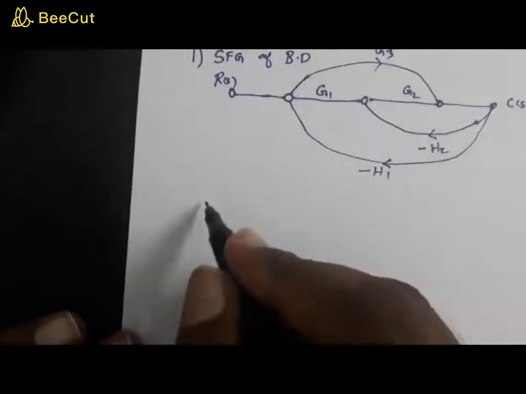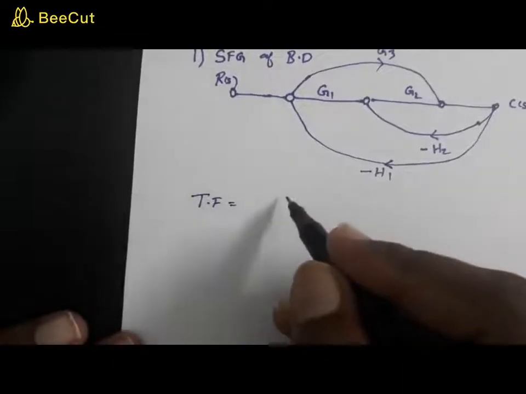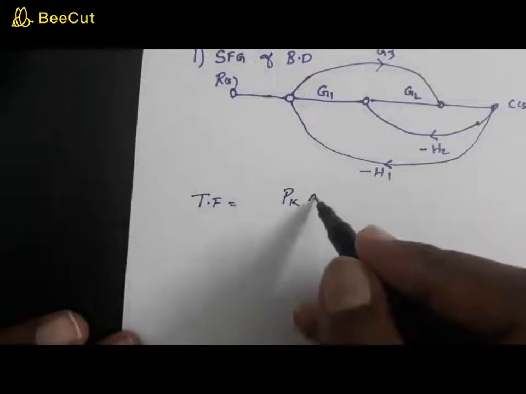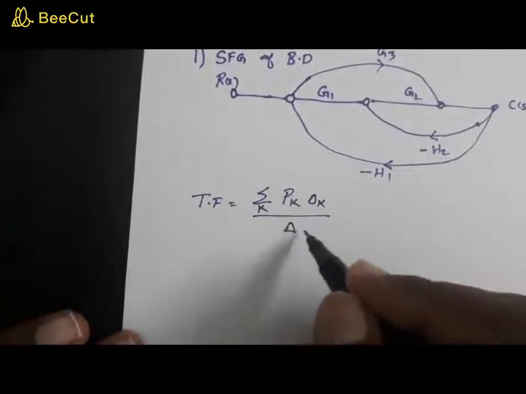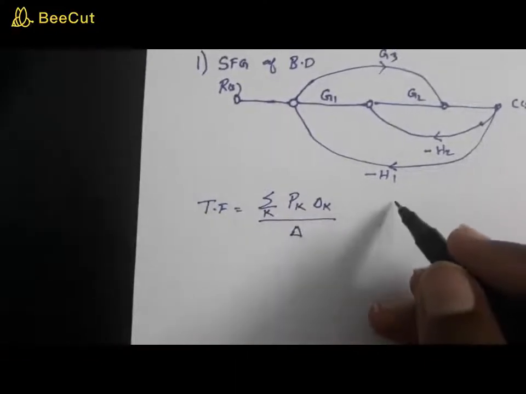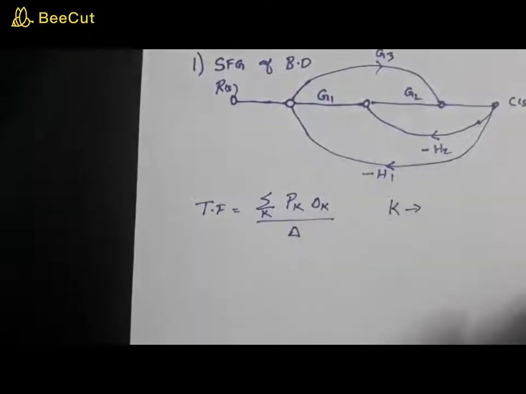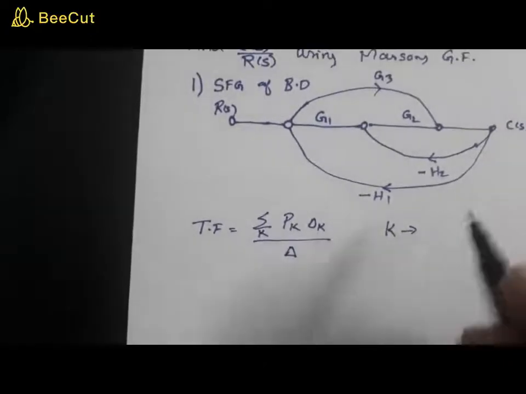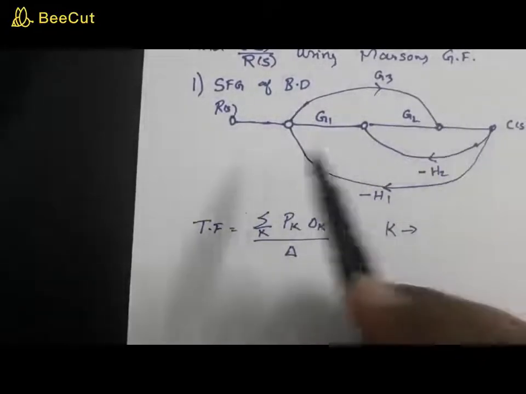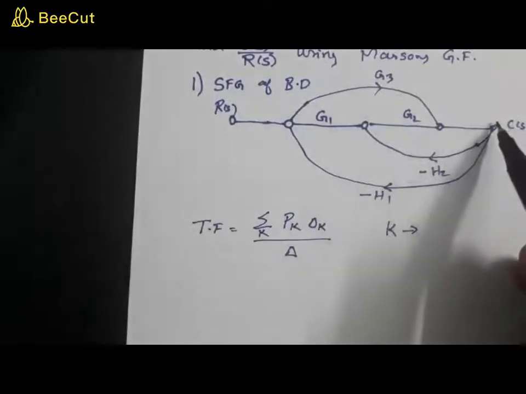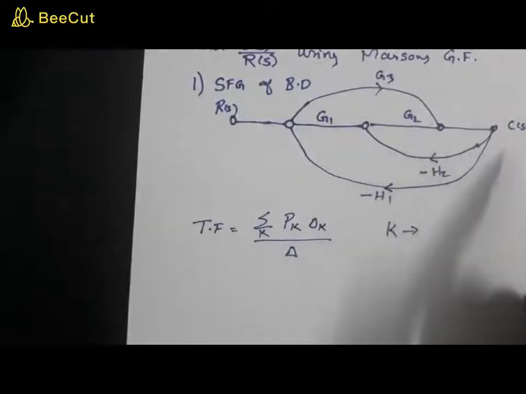What is Mason's gain formula? The transfer function is given by the sum over k of P_k delta_k, divided by delta. Now what is k? k is the number of forward paths. As one moves from the input side to the output side, there can be different ways by which the input can reach the output without any sort of repetition.